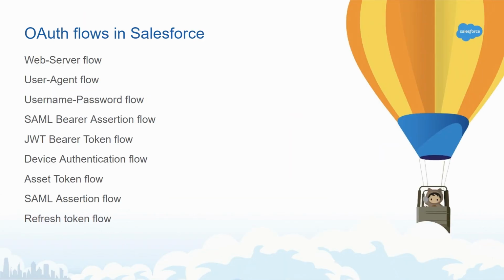Next is the list of different flows that Salesforce supports. There are so many different flows. I'm not going to go into each one of them in detail, and because of time factors, we're going to look at 2 of these flows in a little more detail now. Then we're going to look at the user agent flow as part of our demo, because it is one of the simple OAuth flows to understand.